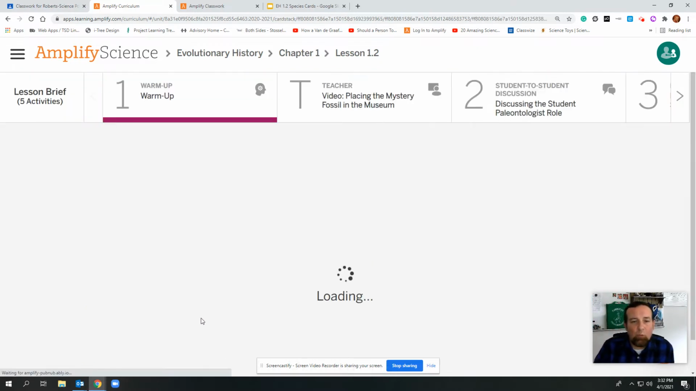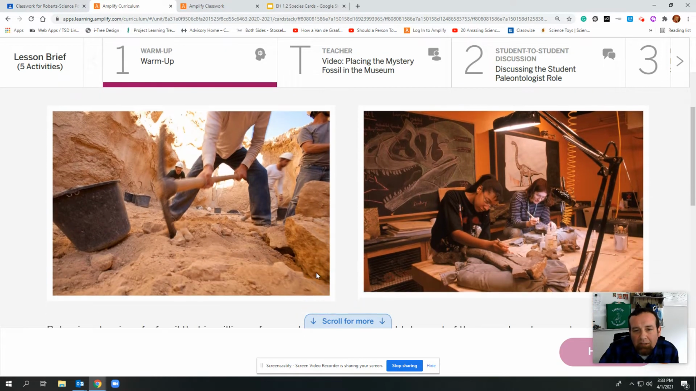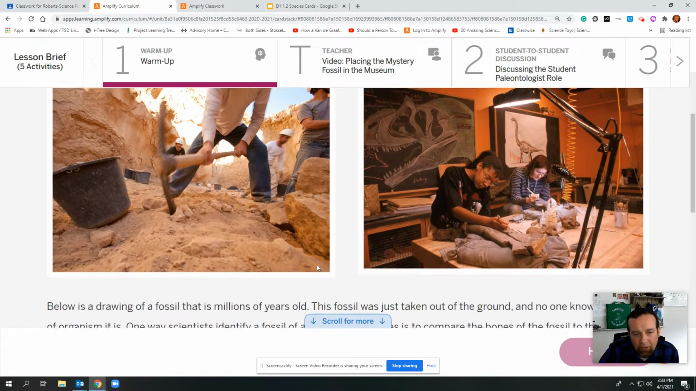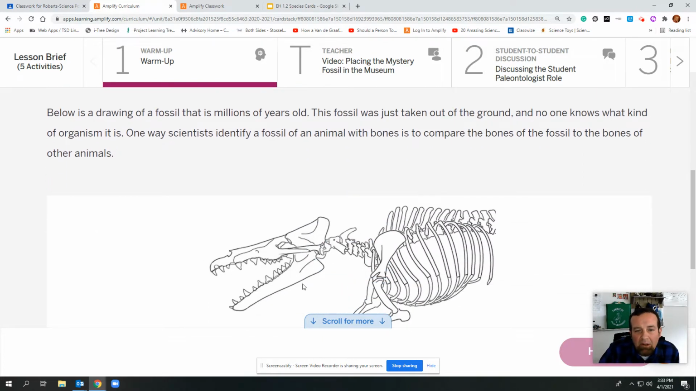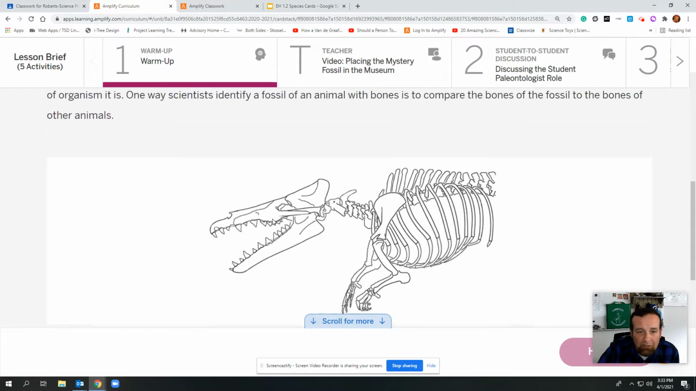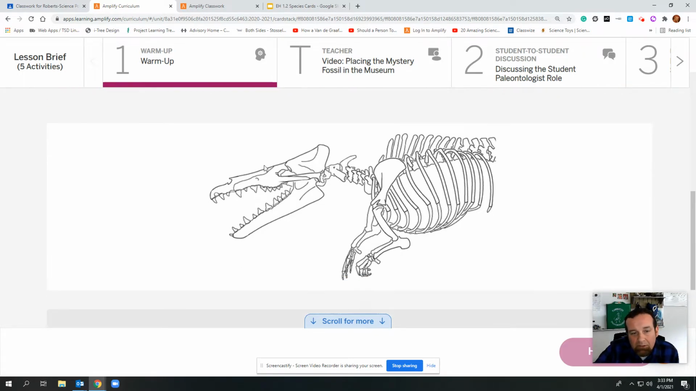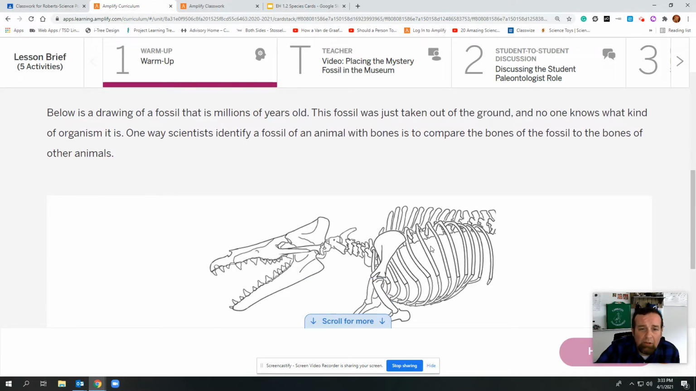We're going to go to our warm-up part 1. And in this one, we're going to be investigating what paleontologists or fossil hunters do. And we're going to analyze this drawing. This is our mystery fossil. You're going to see this picture throughout the unit as we practice being student paleontologists. And so you can read here, the idea is this fossil is millions of years old, and we don't know what kind of organism it is.